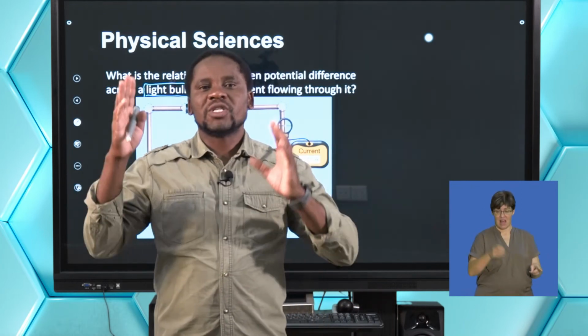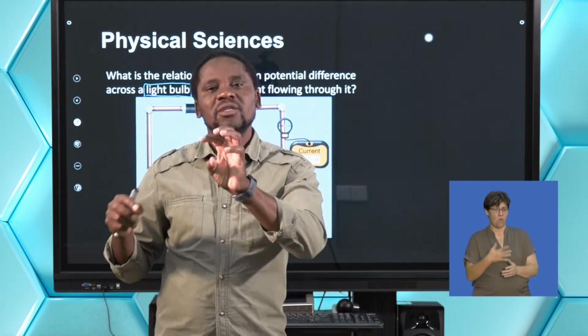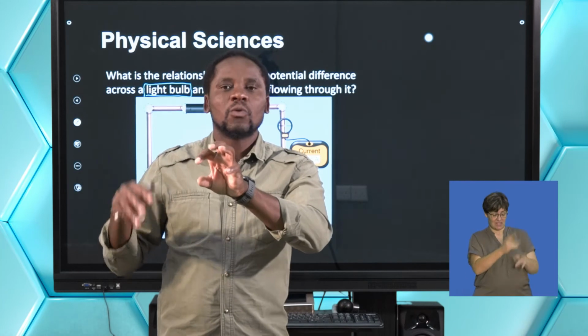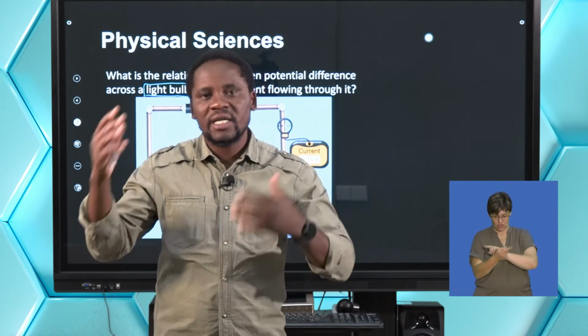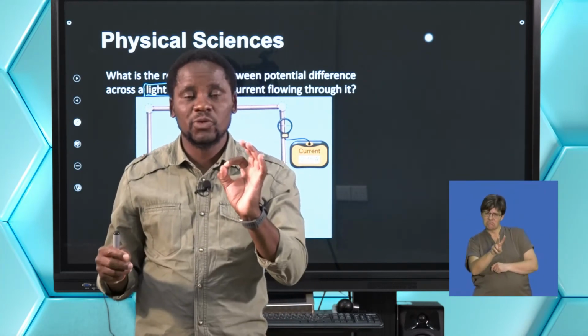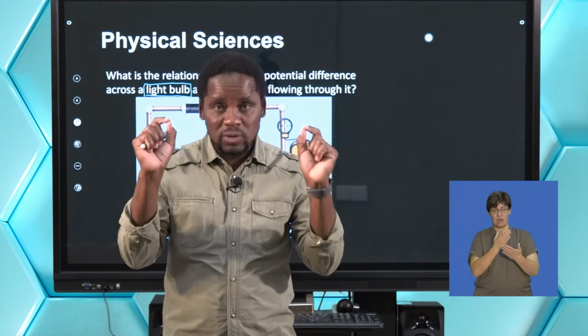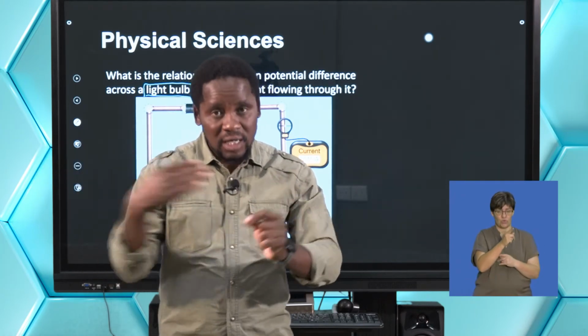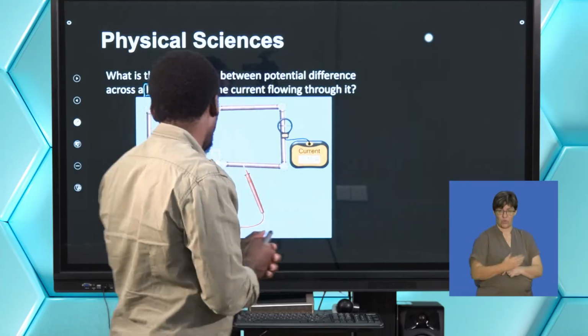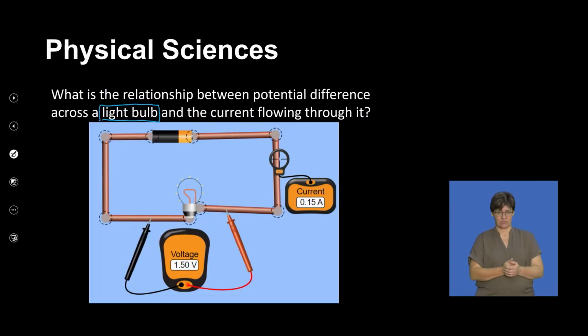So we're trying to establish that in the place of a resistor, we place a light bulb and try and explore the relationship that exists between the potential difference across that resistor as well as the current that passes through it, okay? So it's a simple circuit, with one cell that is connected at a point, and then we've got only one light bulb there.